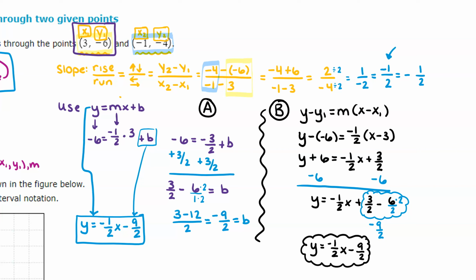What I like about option B is it kind of has the slope formula built into it, right? If you just divide both sides by x minus x1, you'll have y minus y1 over x minus x1 equals m, which is basically the same as this guy besides the subscripts.